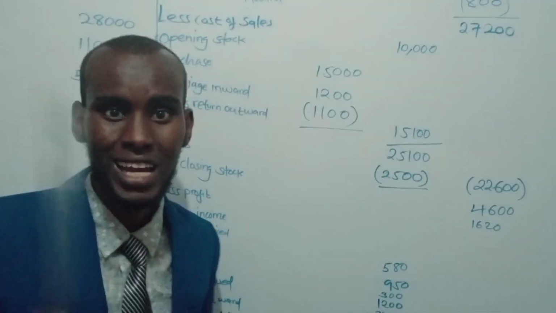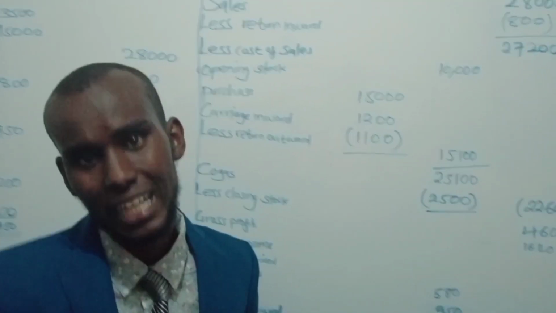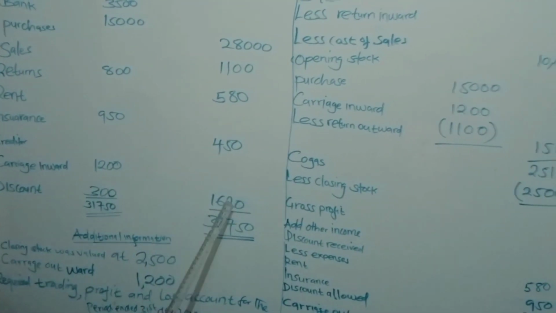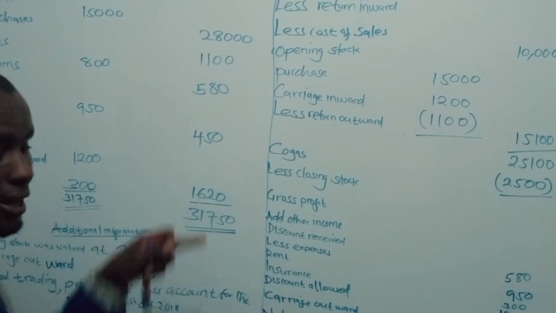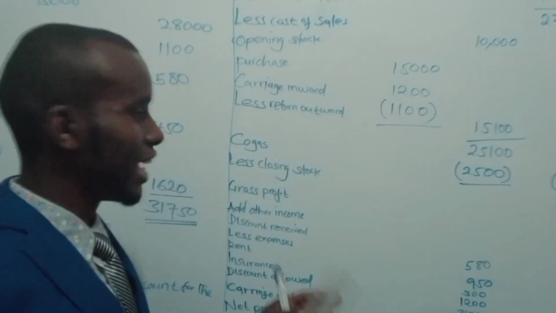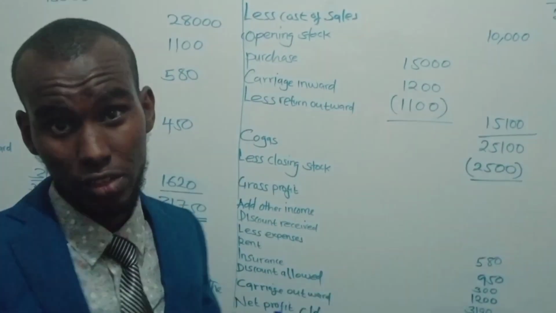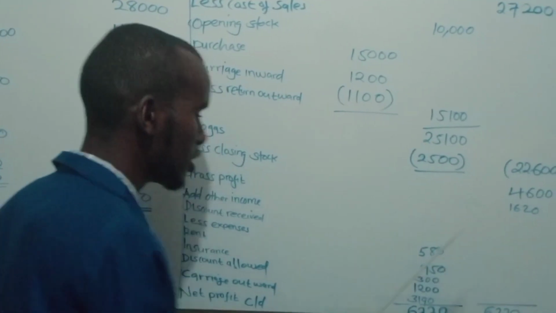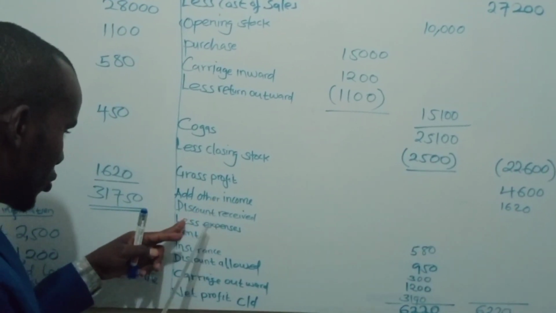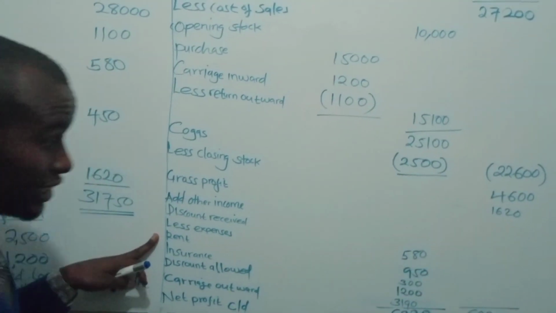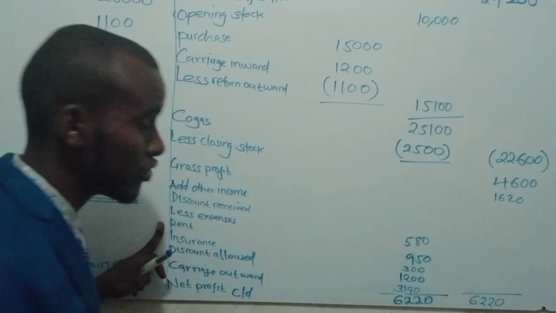Once we arrive at the gross profit, we add other incomes. Here in the question, we only have one income, which was discount received, 1,620. Remember, all incomes have a credit side, while all expenses have a debit side. Then from this, we less the expenses. The expenses we had were rent, 580, and insurance, 950.